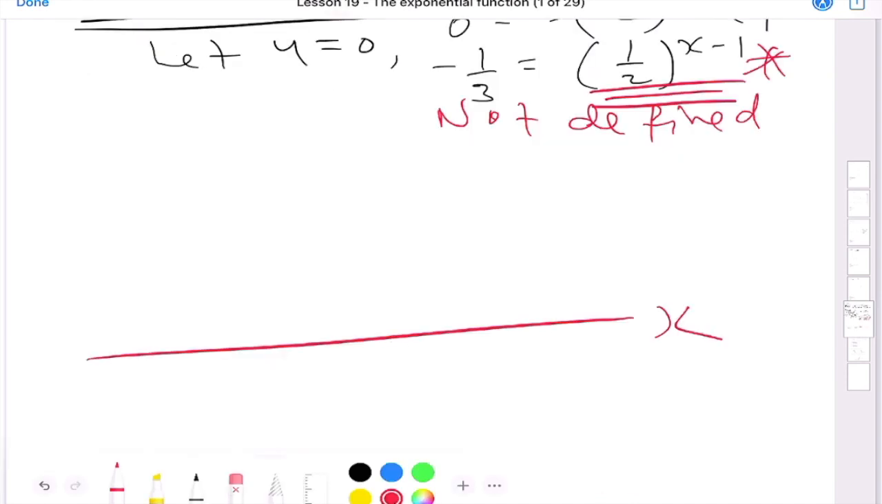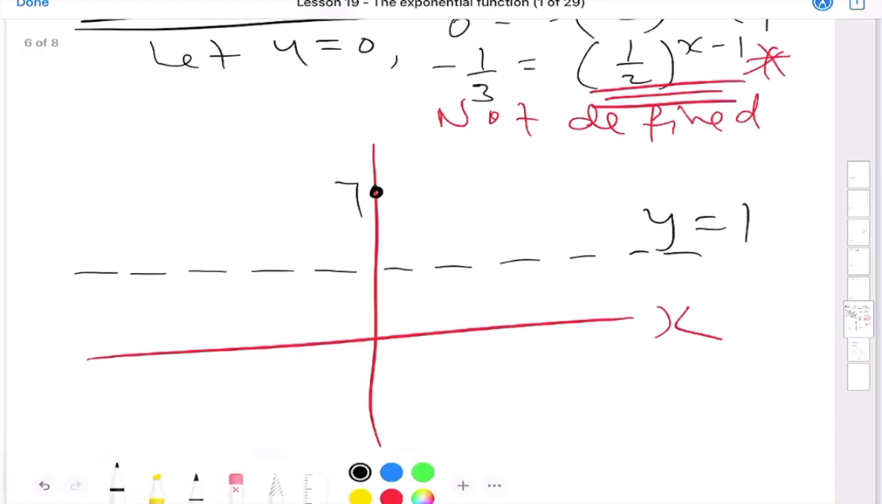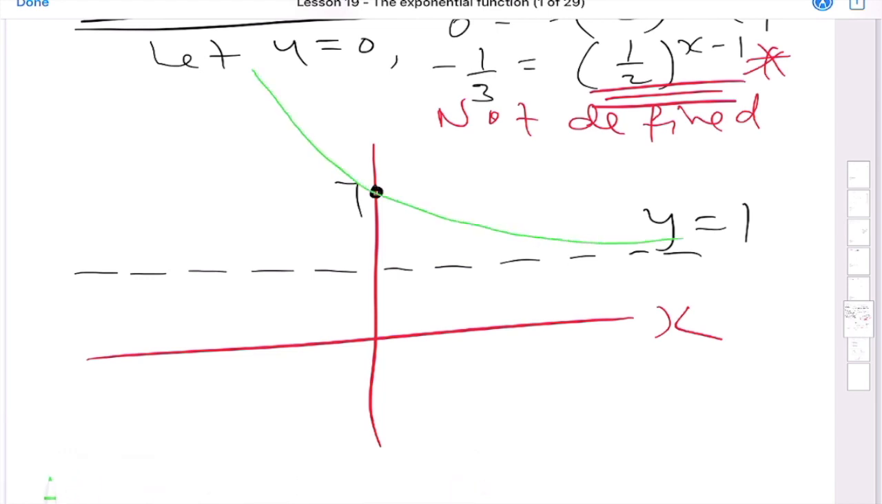Now let's draw the graph. Remember the asymptote we said is given by y equals 1. And the y-intercept is at y equal to 7. And we know the shape this time. So our graph should look something like that.